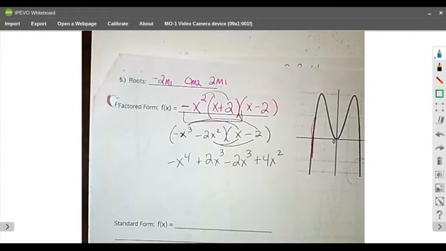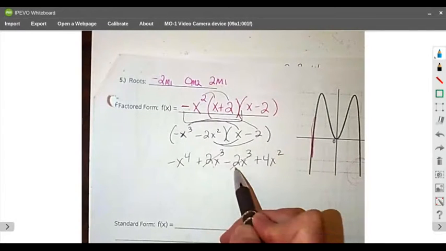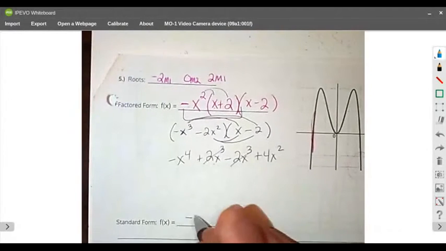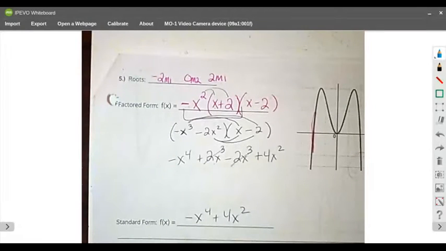Okay, combine like terms. These two are going to cancel because we have positive 2x to the third and negative 2x to the third. So your final answer is just negative x to the fourth plus 4x squared. So sometimes a few things cancel.